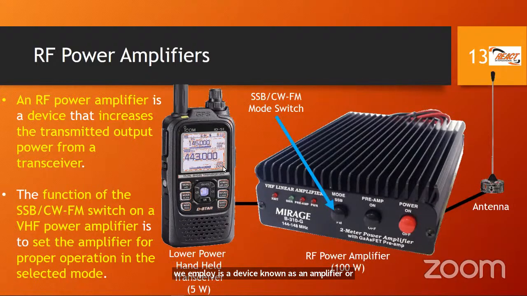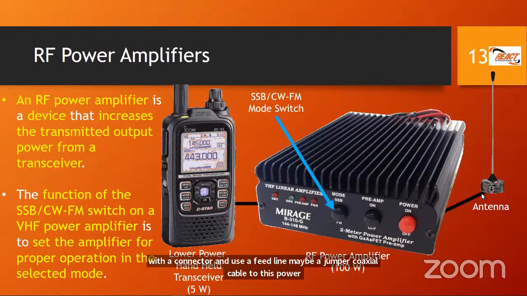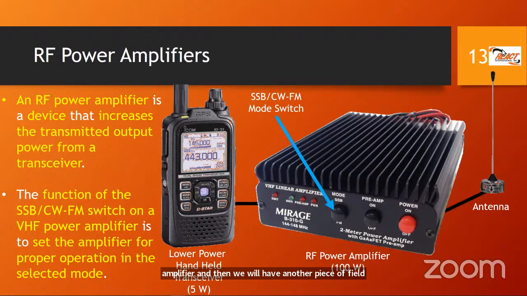We put it in circuit, meaning that we will connect our radio. Maybe we'll replace this rubber duck antenna with a connector and use a feed line, maybe a jumper coaxial cable, to this power amplifier, and then we will have another piece of feed line that goes to our antenna. This antenna may be on the top of our car, it may be on the top of our building or house, and we have this device here known as an amplifier. It will take the input signal as the output from this radio. So the radio is transmitting. It will go in at about, let's say, 5 watts or so, 4 watts, whatever the output power of this handheld is, and it will increase.